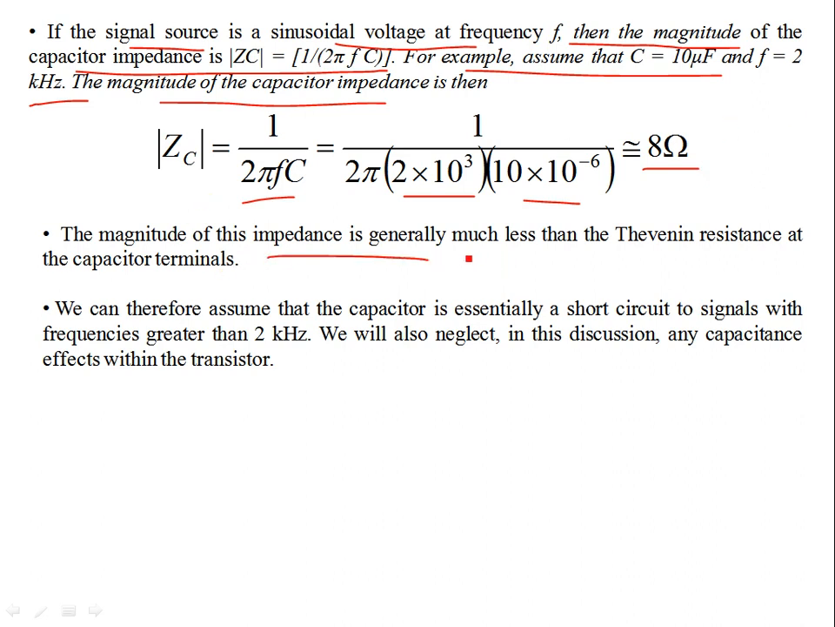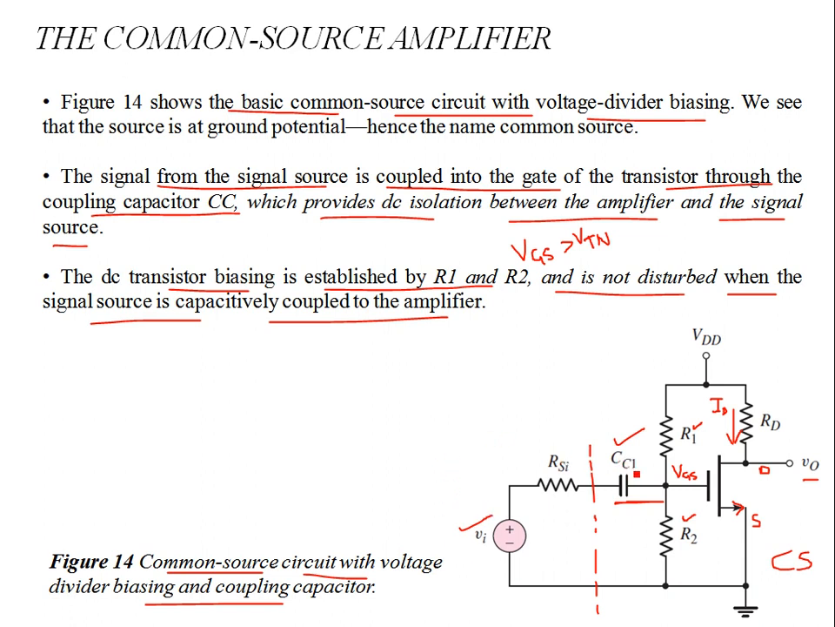So the magnitude of this impedance is generally much less than the Thevenin resistance at the capacitor terminals, okay? At the capacitor terminals, you're going to have the input resistance looking into this amplifier configuration. Let's call this RI. And if you are going to make the AC circuit out of it, you ignore this CC. So in the AC equivalent circuit, we keep the VI source, a sinusoidal source of a certain frequency, and then we have an internal source resistance RSI of the source. So I'm constructing the AC equivalent circuit of the common source amplifier, ignoring the reactive impedance of CC, the coupling capacitor.